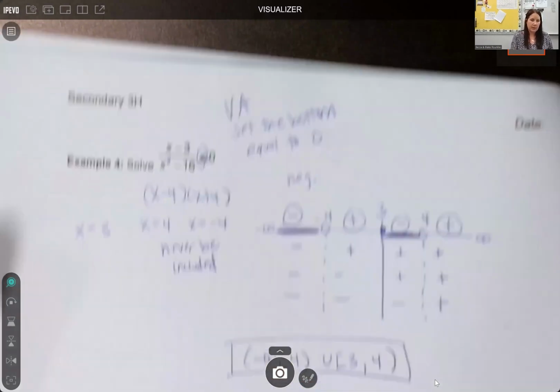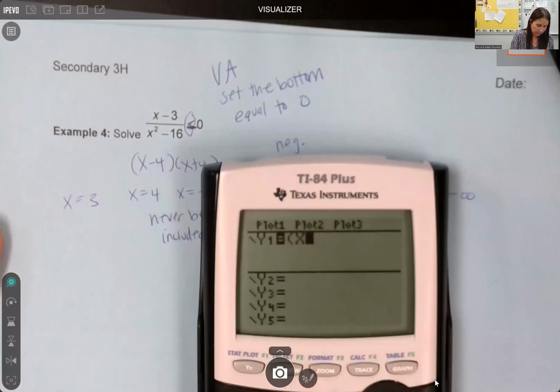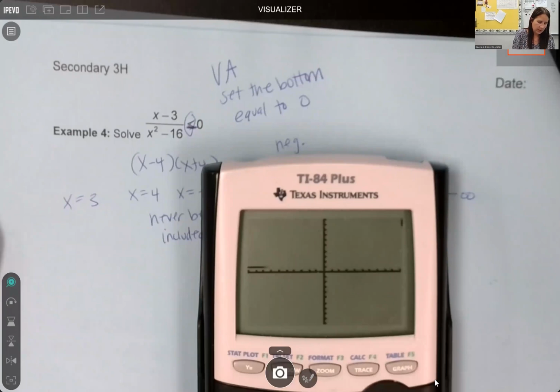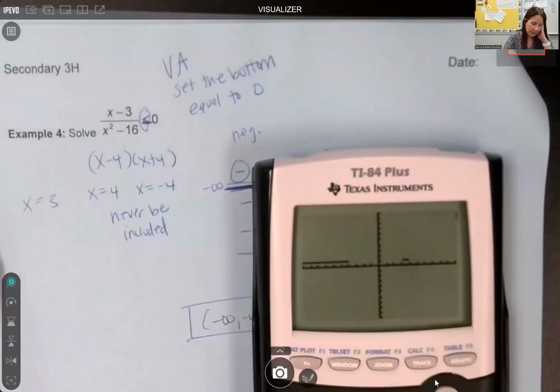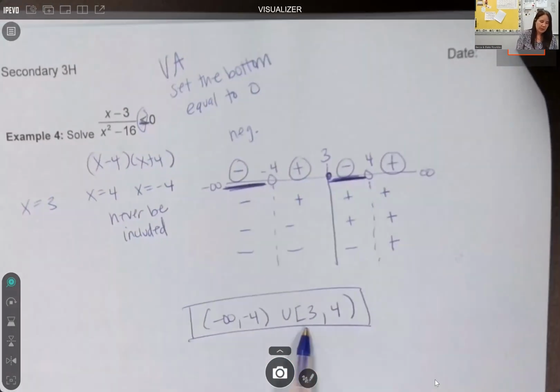Let's check. Really important if you're using this calculator that you get your signs in the right place. So I'm going to do second math, less than or equal to 0, and graph. So we see from here to here, that's my negative infinity to negative 4. And then here is my 3 to 4. And I had to know 3 is a bracket. You got to get that bracket right on number 3.